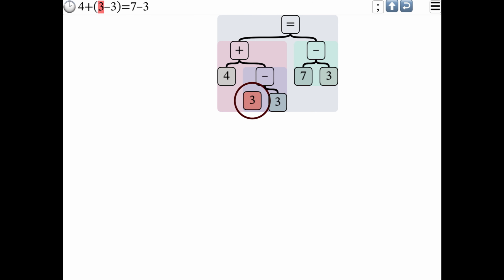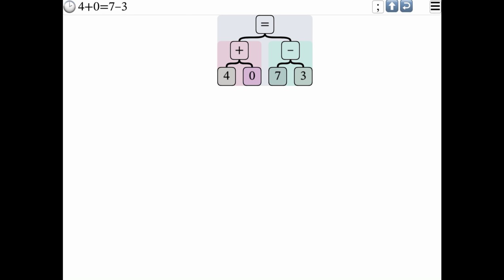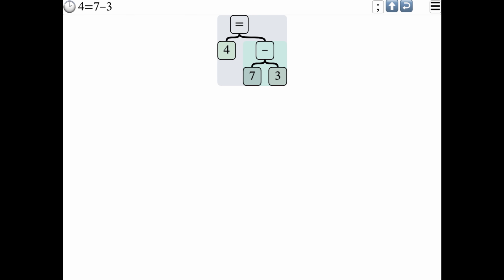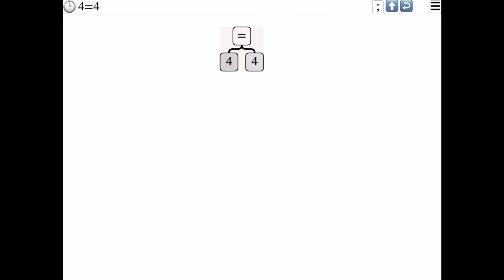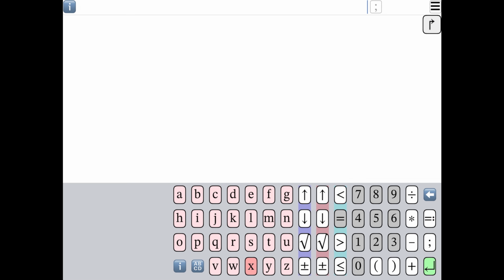Now we can cancel and simplify. Double tap equals to be sure this new equation is true. We've seen this process work for addition. With one important change, it also works for subtraction.